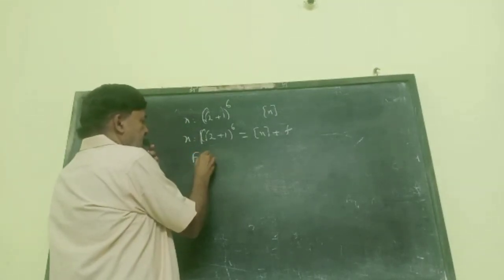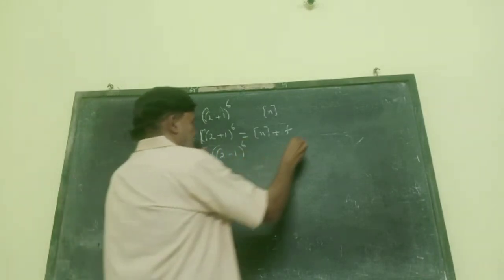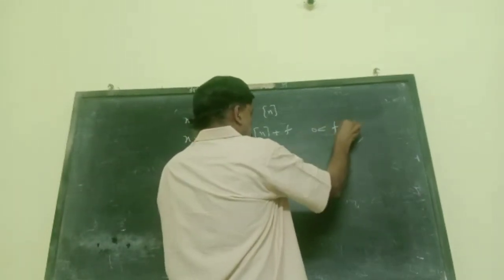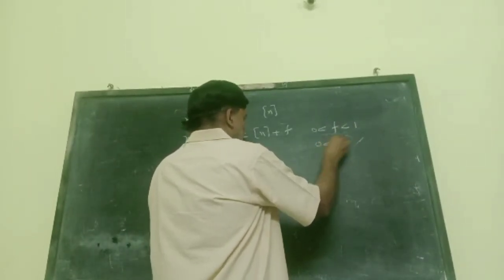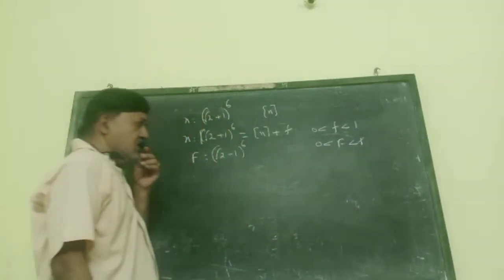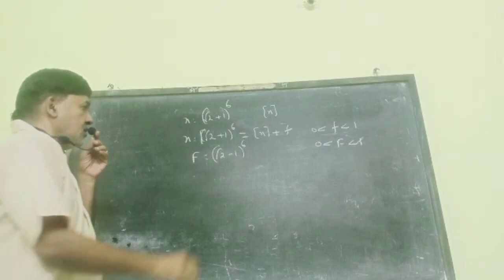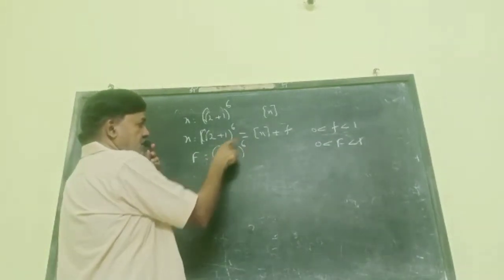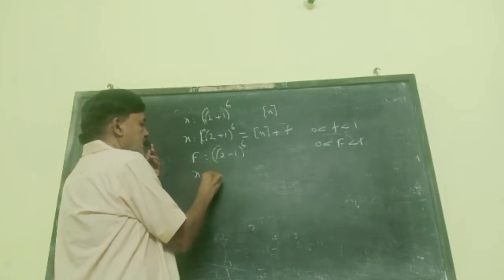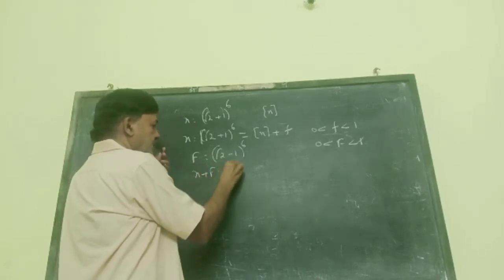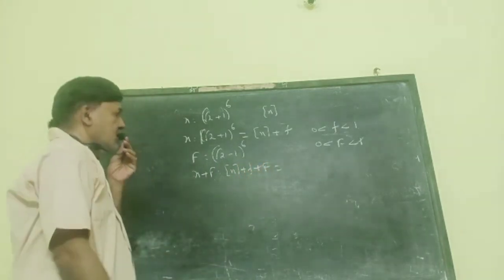Consider capital F is equal to root 2 minus 1 whole power 6. Small f value lies between 0 to 1. Capital F also lies between 0 to 1. Correct? Watch. Capital F also lies between 0 to 1, because root 2 minus 1 is a fraction. Fraction whole power any integer is what? Fraction. Consider x plus f. That is step x plus small f plus capital F.